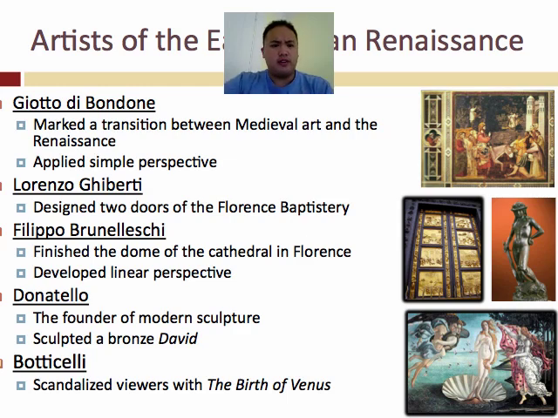So here's some five artists. The first one is Giotto di Bondone. He was a transition from medieval art to Renaissance, so he's in this middle space, and he applied what they call simple perspective. So in perspective, things in the front are big and the things far away are small. Lorenzo Ghiberti, he designed the two doors of the Florence Baptistery.